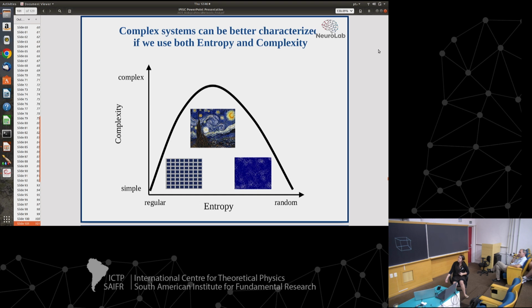Then you can try to measure a complexity that is not totally related to the entropy, but has the property that regular and random signals have small complexity. A perfect crystal is not a complex system, and a totally random signal is not either, but many things in between could be considered complex systems. You can study turbulence in these Van Gogh paintings, and there are a lot of phenomena related to statistical physics.